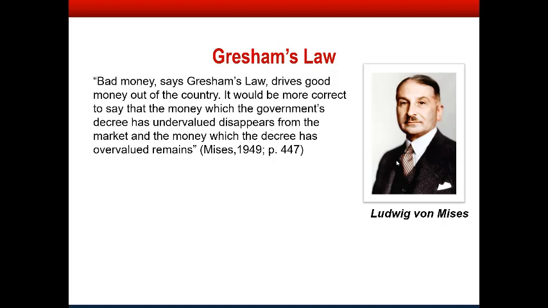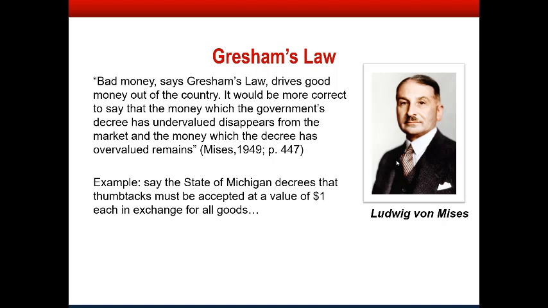So let me give you an example to think about how Gresham's law works and why, when you have a gold and silver side-by-side standard, one of those metals is going to win out and dominate commerce and international exchange. And this is a little ridiculous, but I think it'll help illustrate what's going on here. So let's say the state of Michigan decrees that thumbtacks must be accepted at a value of $1 each in exchange for all goods. Okay? So we're going to a thumbtack standard, and we've pegged the value of the thumbtack to $1.